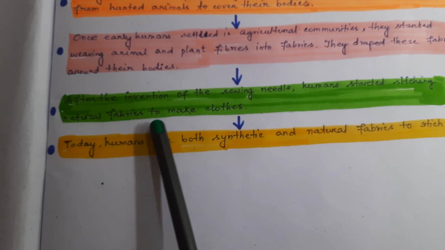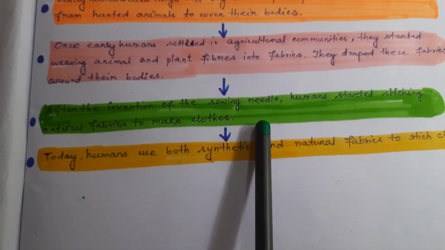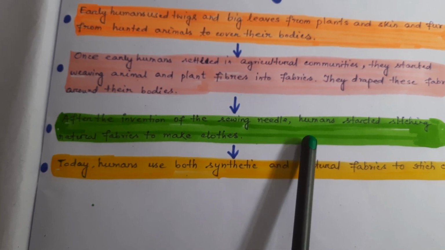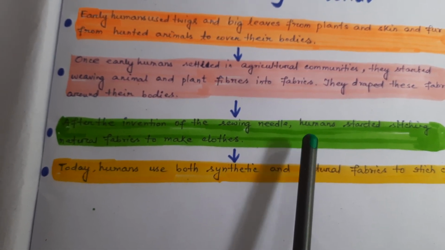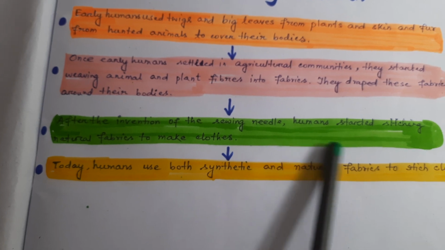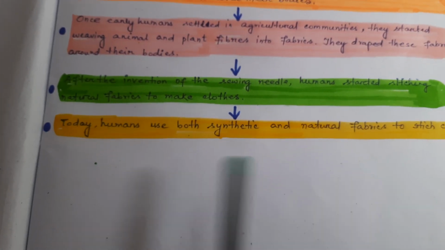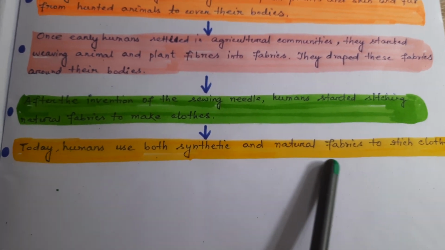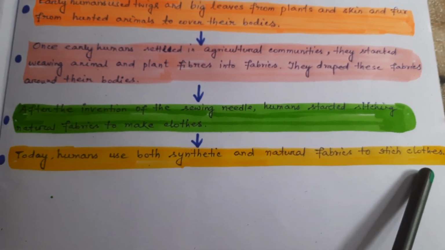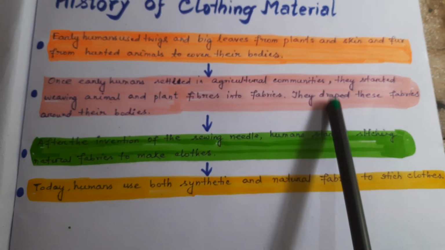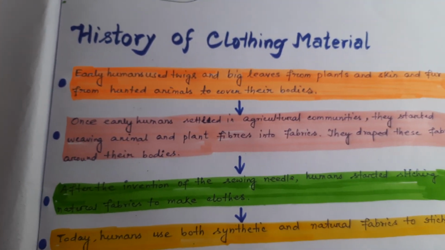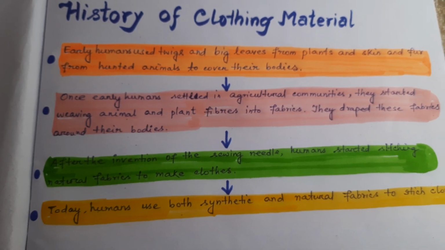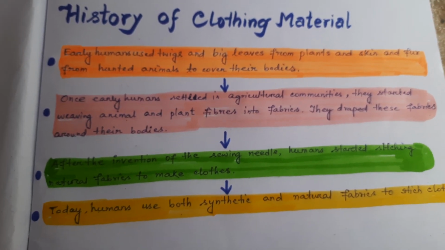Next, after the invention of the sewing needle, people learned how to convert fibers, actually yarns, into fabric by stitching. And lastly, we now use both synthetic and natural fabric to stitch clothes. This evolution is what comes under the history of clothing material. A question may come asking you to give the sequence of the history of clothing material.